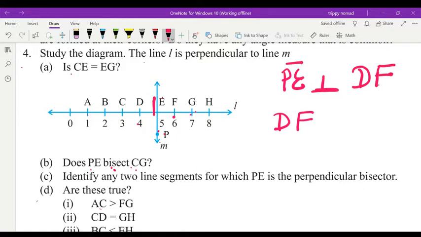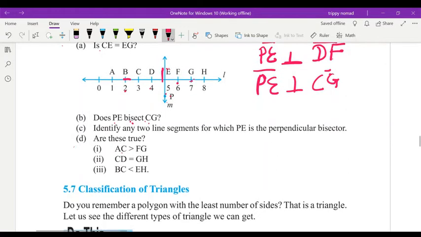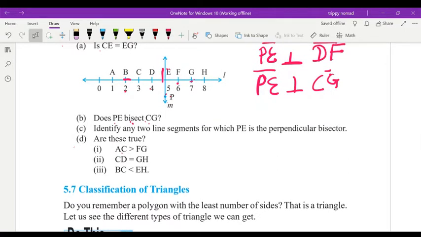You can also write perpendicular bisector of DF. And this one, PE is the perpendicular bisector of CG, you can write that too. Understood? And PE is the bisector of BG, you can write that also. Anything you may write, children. Here 1, 2, 3, up to BH, you can write BH too.